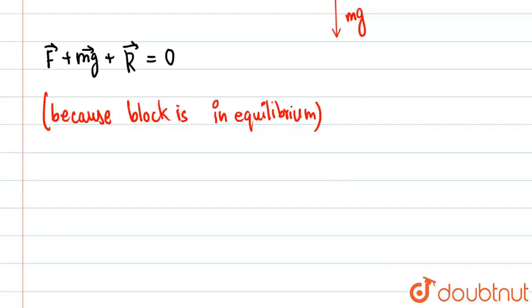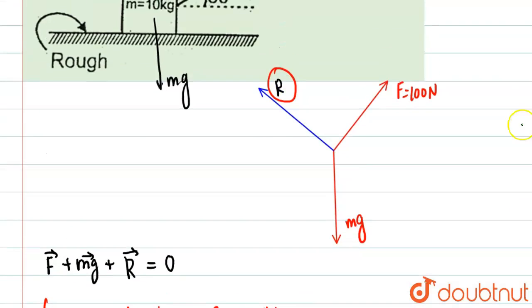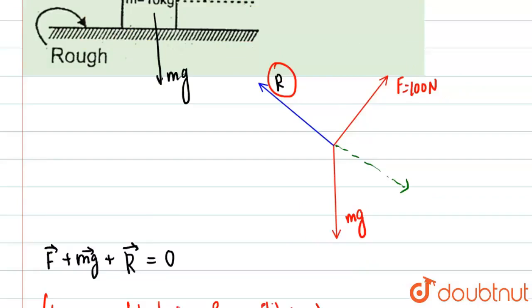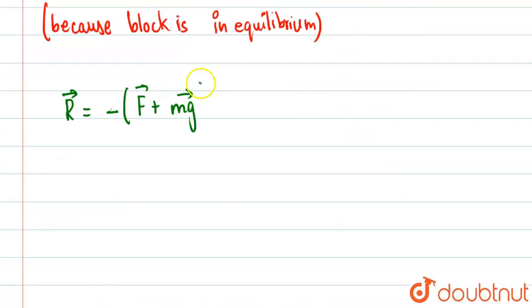We are not calculating them separately, we are just calculating them as a whole. So what we'll get is R vector must be equal to the negative of F vector plus mg vector. The resultant of F vector plus mg vector will come somewhere over here, and R vector is absolutely opposite of that. What we need is just the magnitude, not the direction.